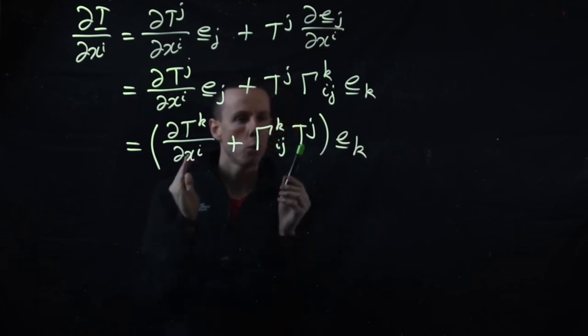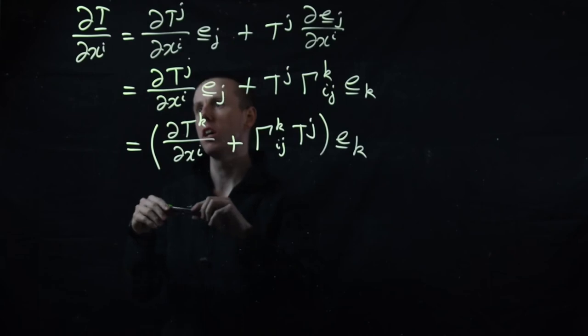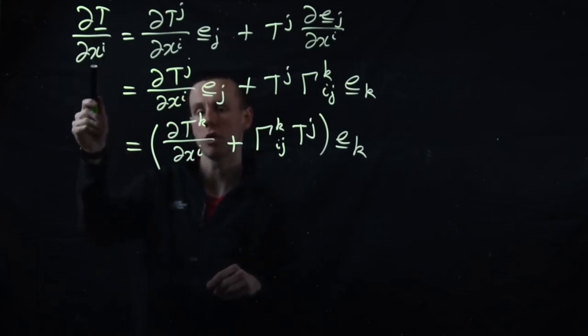And so now what we have got here is a recipe or a formula for how to differentiate a vector field t with respect to one of the coordinates.